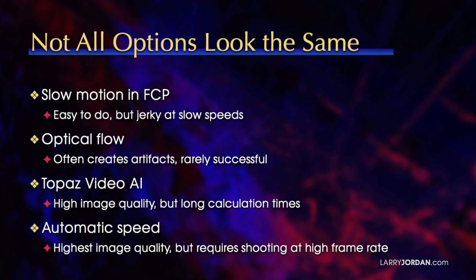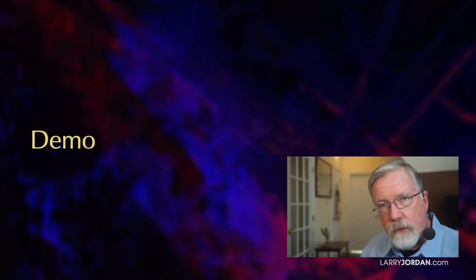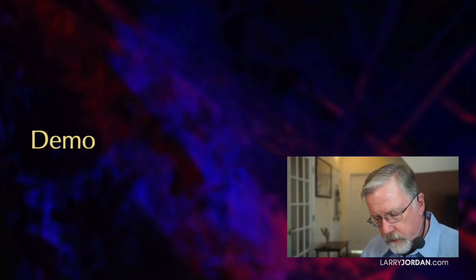And automatic speed, which is where we shoot at a high frame rate and play back at a slower frame rate, gives us the highest image quality, but requires shooting at a higher frame rate, which means we need to plan our slow-mo shots as opposed to simply react to them as they occur. So let me show you these options and how they work.